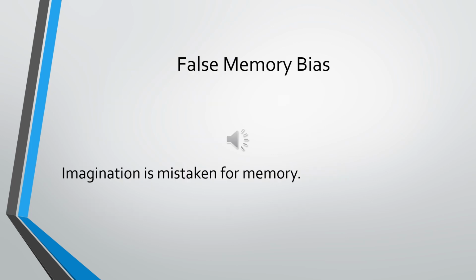False memory bias, as the name implies, is when an act of imagination is mistaken for memory. Someone may remember something as having happened, and they may remember it very, very strongly and be very, very confident, but it may not have happened. It might have been an act of imagination that is now being taken as a memory. There are some really interesting cases of this. Let's take a look at one.